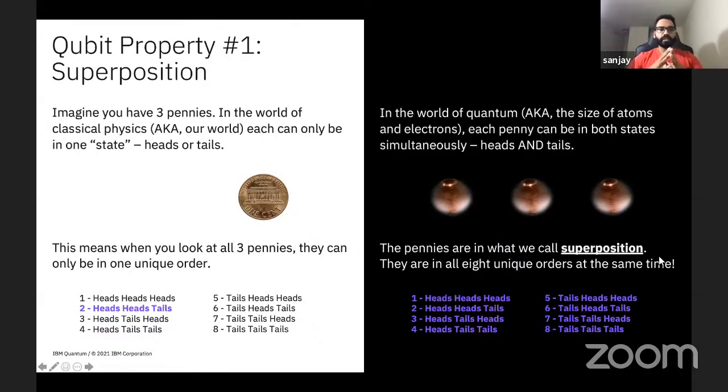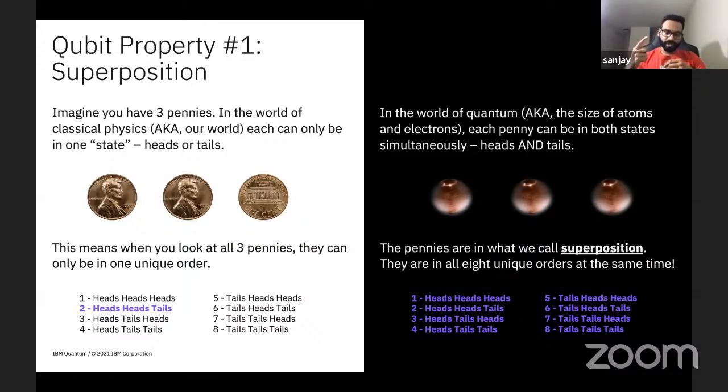Imagine you have three coins, and in the world of classical physics, each one will be in one state. If I have a coin, it will be either head or tail. If I have three coins, it will be in one of the possible combinations: head, tail, head, or all heads, or all tails, everything, eight combinations, right? We have three coins. But in the world of quantum computing, each coin can be at the same time in head and tail as well.